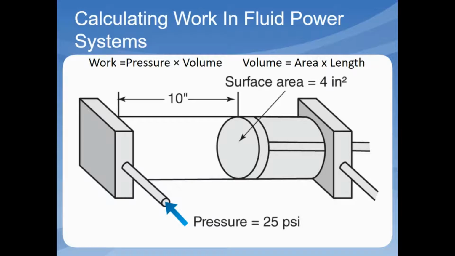This displaced volume of a cylinder is calculated by multiplying the area of the piston and the length that it moves. The entire formula reads as W equals P times A (area) times L (length). For example, imagine you have a cylinder with a piston surface of 4 inches squared that can travel 10 inches in a system that can deliver 25 pounds per square inch of pressure.